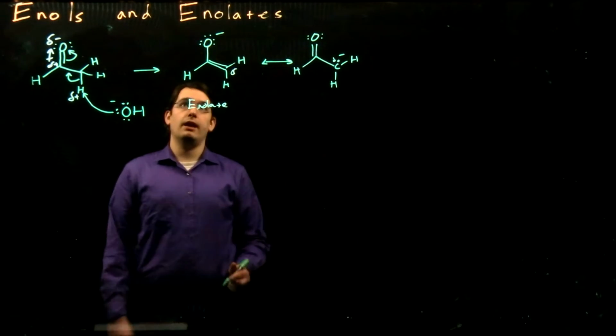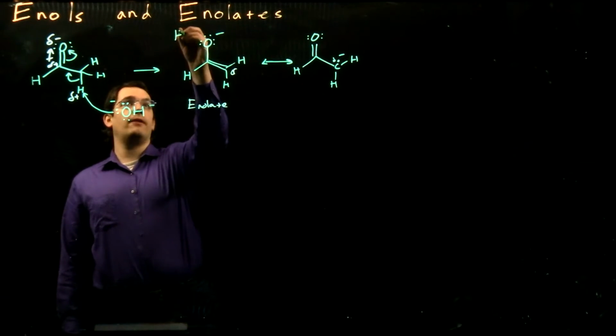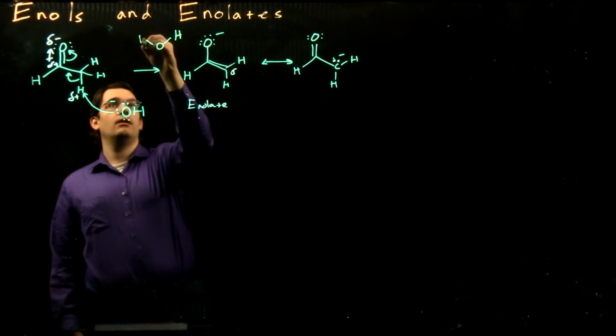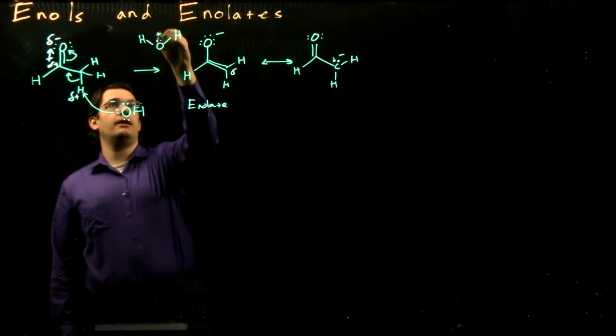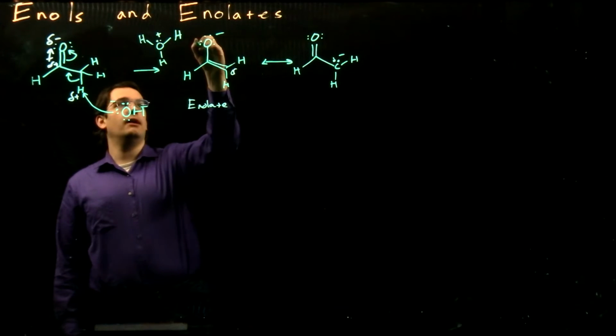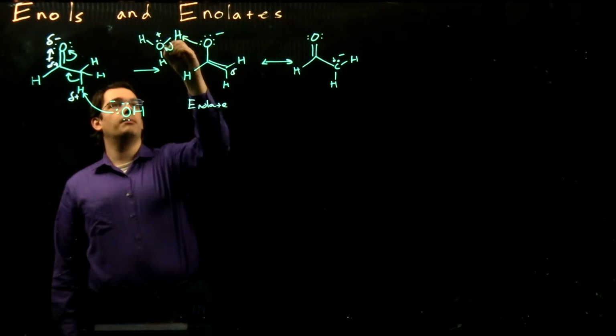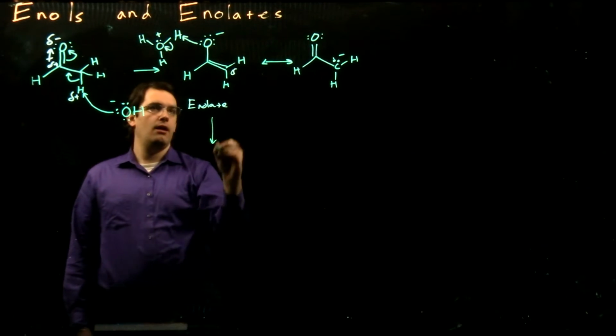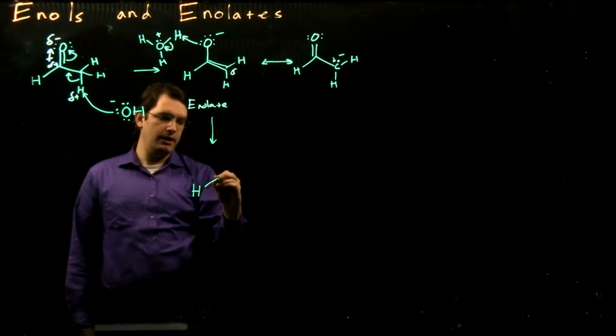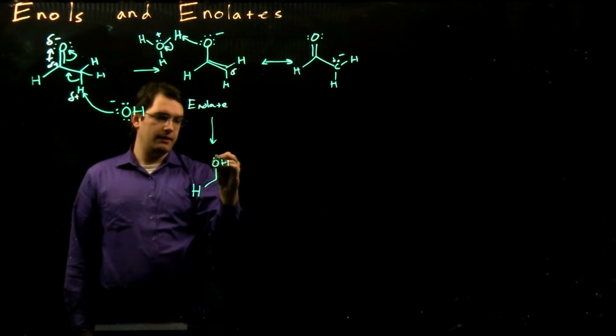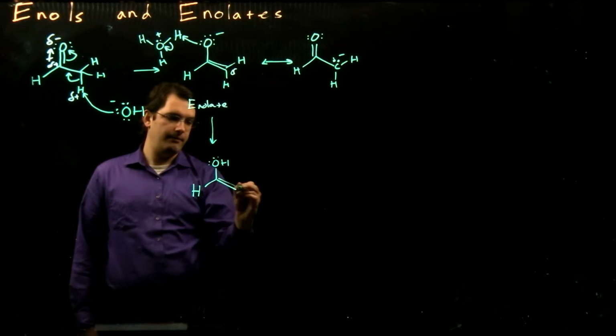Now, if we take our enolate here and protonate it with acid, so we have our hydronium ion here representing our aqueous acid, we pull off a proton, and this creates our enol, which is just our acidic form of our enolate.